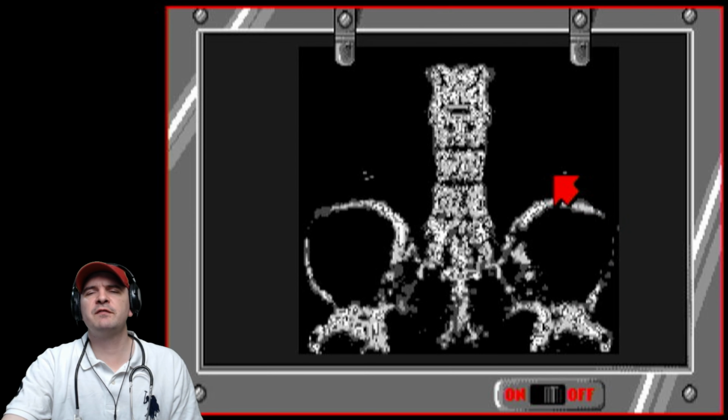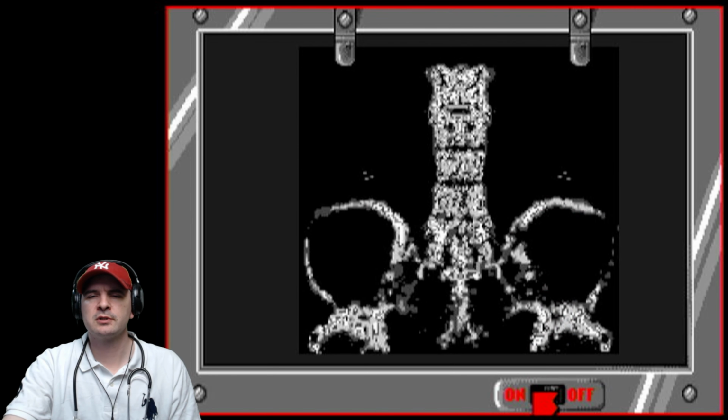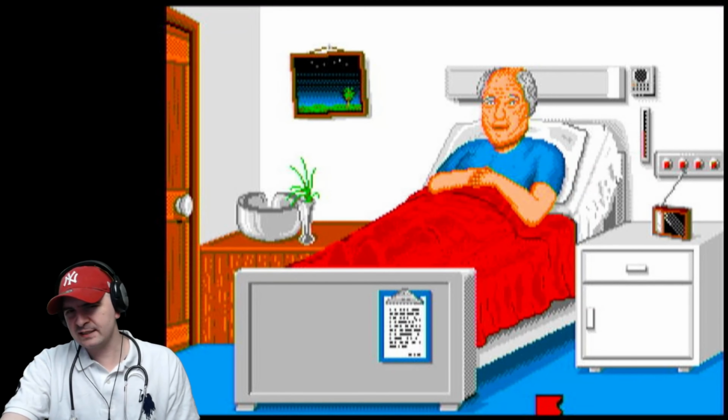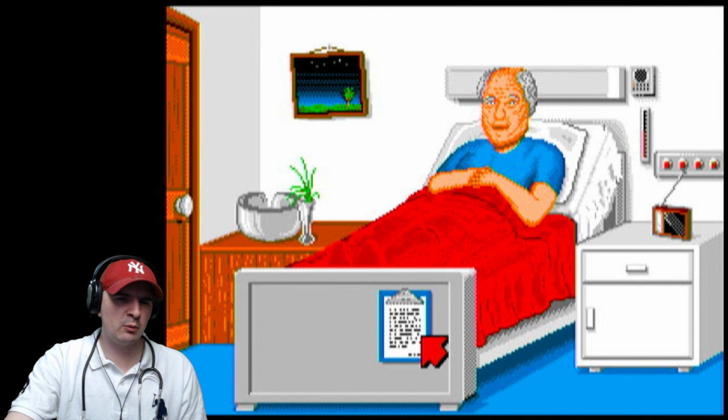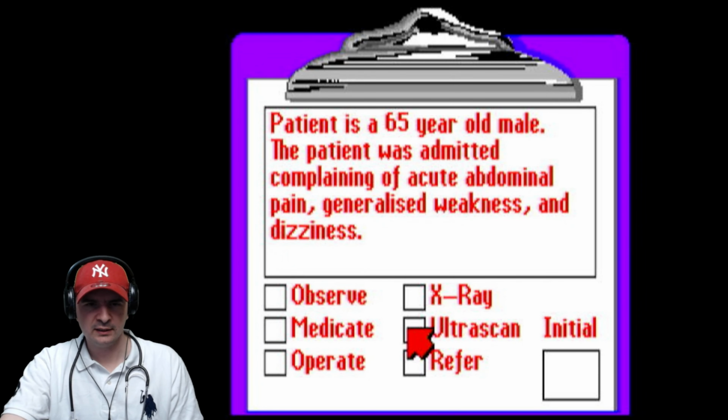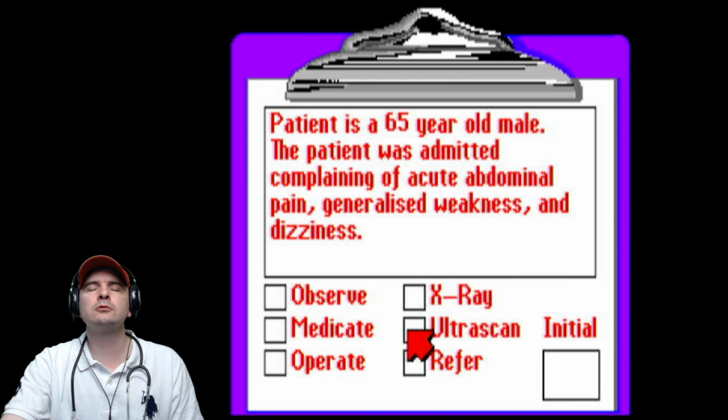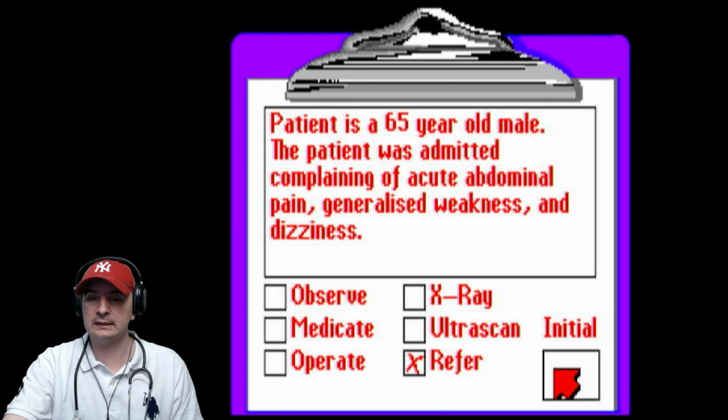So we have these here. What I'm looking for is possible kidney stones. But yes, if you give them an x-ray which is not needed, you're going to be told off, but it's not so much of a bad thing. We are going to refer, I think.